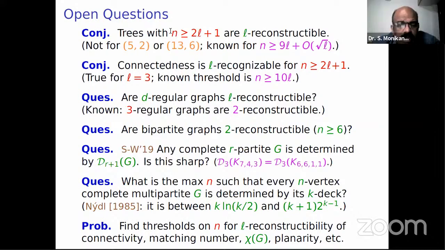But Cayley graphs are already proved to be reconstructible, sir. Pardon me? Some subclasses of Cayley graphs are proved to be reconstructible already. Cayley graphs, mm-hmm, the graphs formed from algebraic structure. Okay, already proved to be reconstructible. No, I did not recall that offhand. Okay, that's good to know.